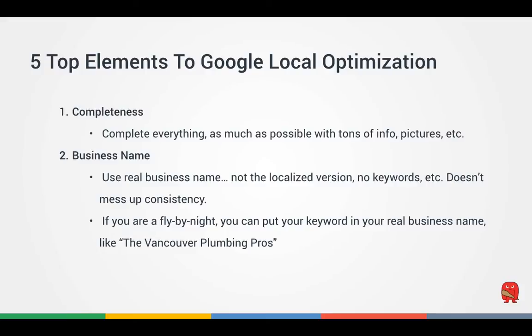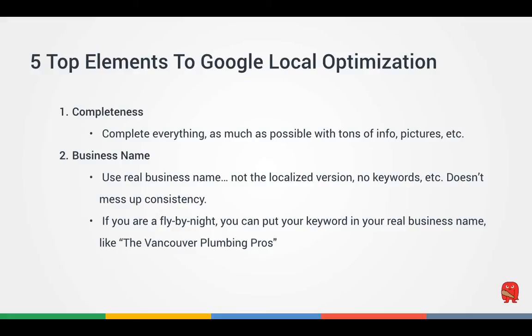Second thing, business name. Google's recently changed what they want to see here, and what they want is they want to see you use your real business name, not a localized version of it, no keywords, etc. So no stuffing. And if you do have multiple locations, you can still just use the same business name. You don't have to say my business Chicago location, my business Glendale location, etc. The business name is not going to mess up your citation consistency if it's the same. Google just wants to see your real name there.